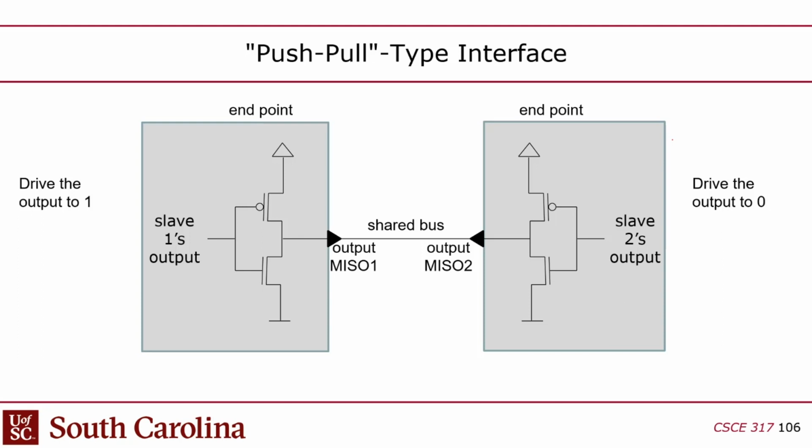The problem is that in the case of that multi-slave SPI, if you have 2 drivers, which I've called endpoints, but these are just 2 chips basically, and they're both driving the same MISO line, so they're both connected to the same physical wire.